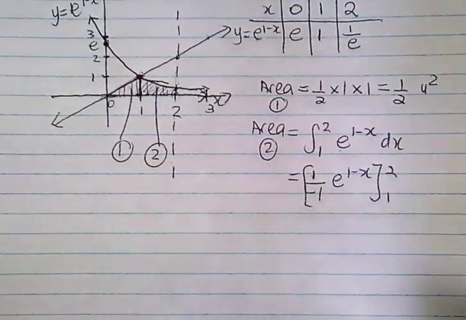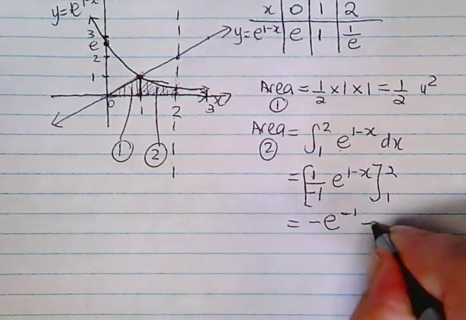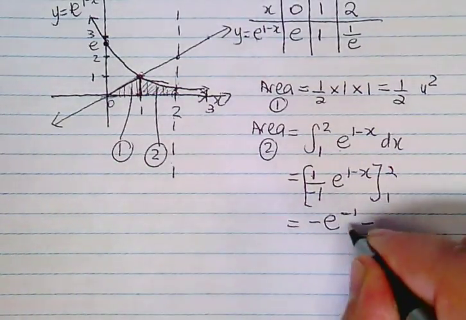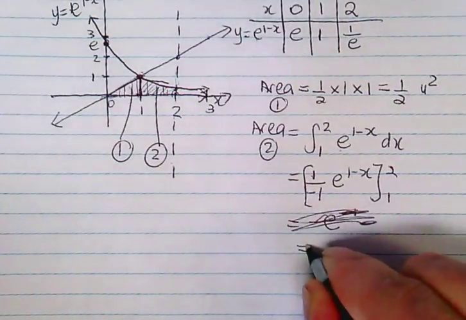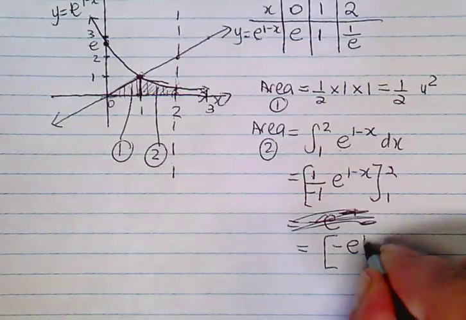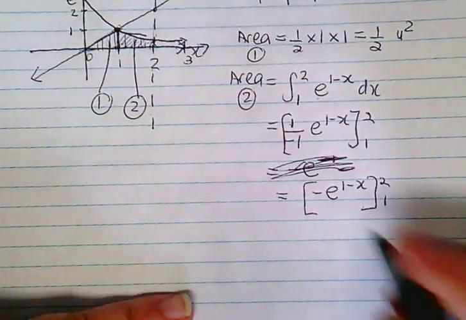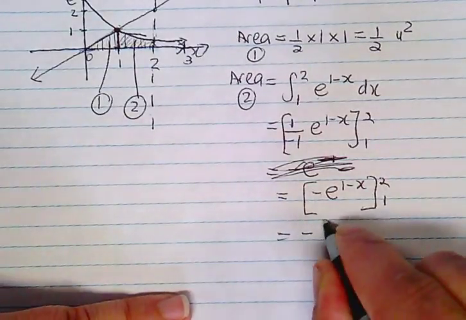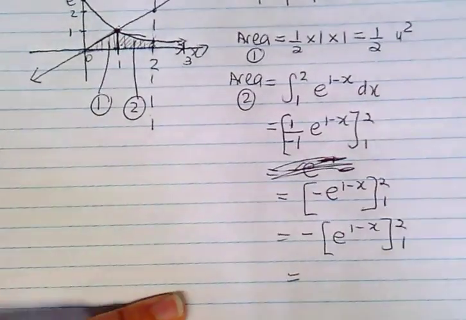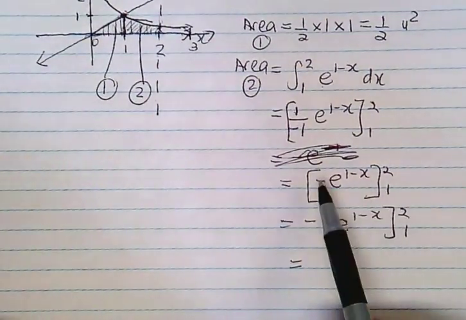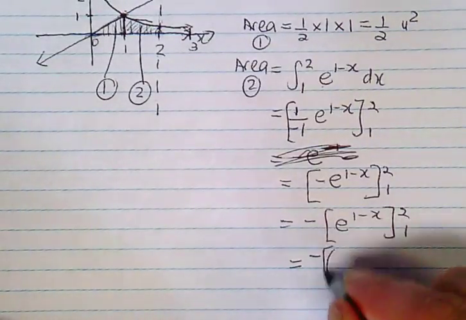Substituting in 2 and 1, and we get negative e. Now 1 minus 2 is negative 1. Actually, what I might do is write that as negative e to the 1 minus x between the values of 2 and 1. Now I really don't want to be substituting, I want to pull this negative out, so it's negative e to the 1 minus x substituted between the values of 2 and 1. So I don't want to go negative, put something in, then go minus negative. So I've got negative, whatever this turns out to be.